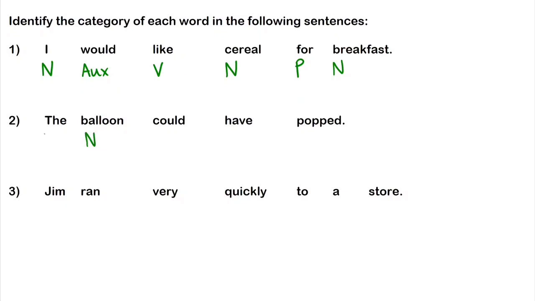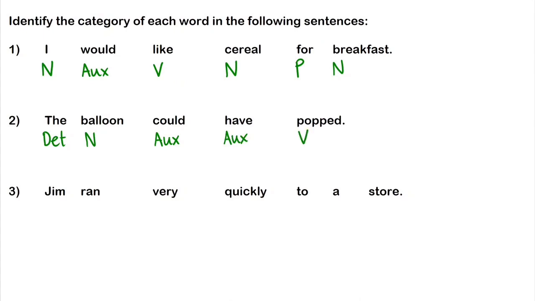Well, the is a determiner, and it's occurring right before the noun here. The balloon could have popped. So could is another modal word. It's an auxiliary. Have is another one of those supporting verbs. And popped is finally our main verb of the sentence in the past tense.